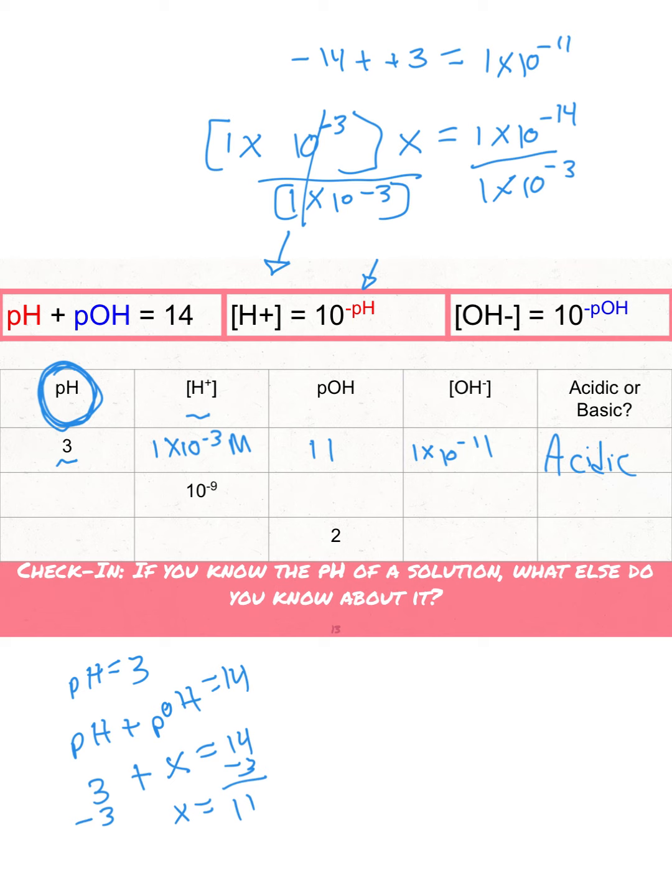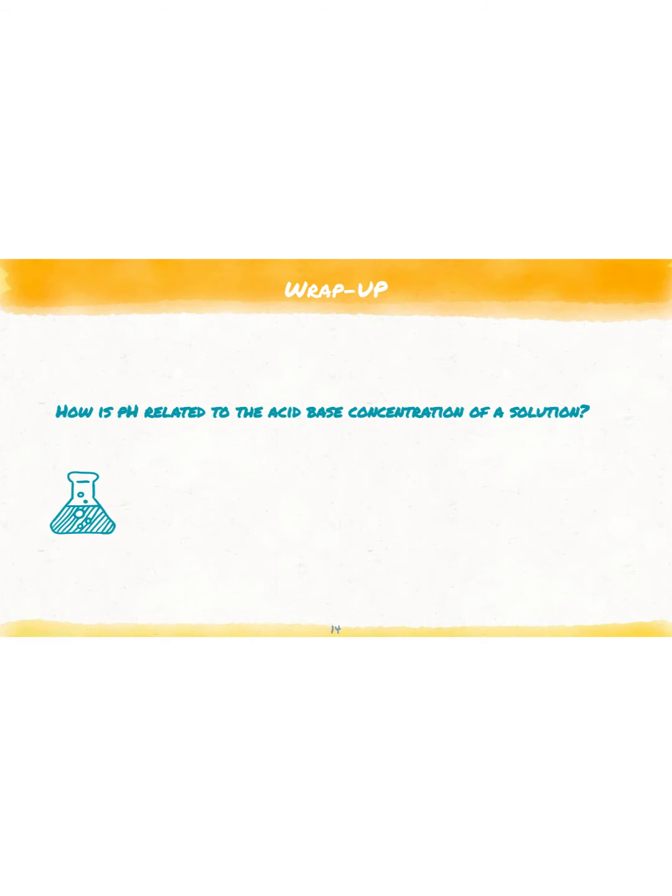All right, so I'm going to let you fill in the rest of this table. Good luck with that. And with the key idea for today, the question was, how is the pH related to the acid-base concentration of a solution? You should stop and reflect on that question. You should come up with maybe at least 5 different things that you can now say about the relationship between pH and acid-base concentration in a solution. Take care, you guys.